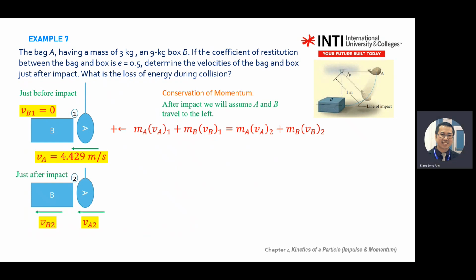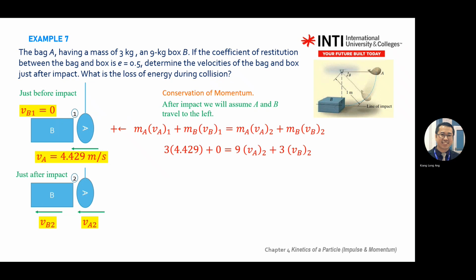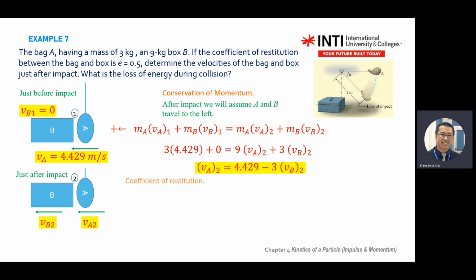So you have the momentum before, two bodies, mv for A, mv for B, before equals after. You substitute the values based on your free body diagram. Before impact, the velocity of B does not move, so 0. M is given for A, velocity of A before impact calculated just now, positive to the left, right? So VA2, VB2, you don't know. How do you find them? You find the second conservation of momentum for the second diagram, right?